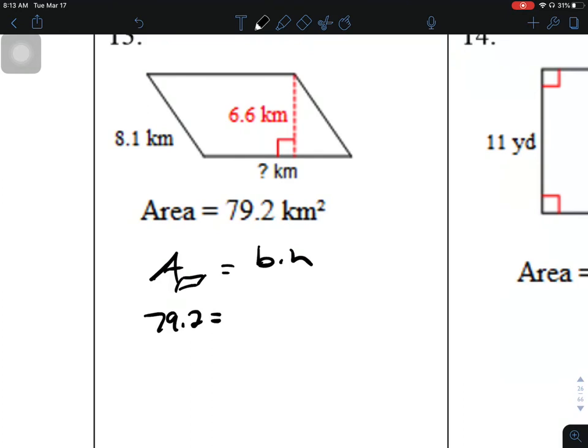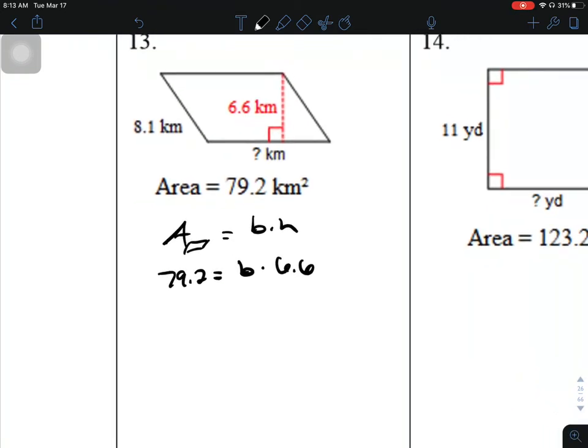Do we know the base? No, we do not. We'll just call that B. Do we know the height? We sure do. It's 6.6. If you divide both sides by 6.6, you're going to get 12 as the base, and we're supposed to use proper units, so it's 12 kilometers.